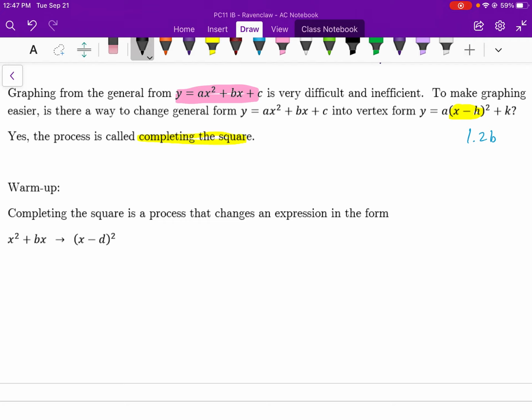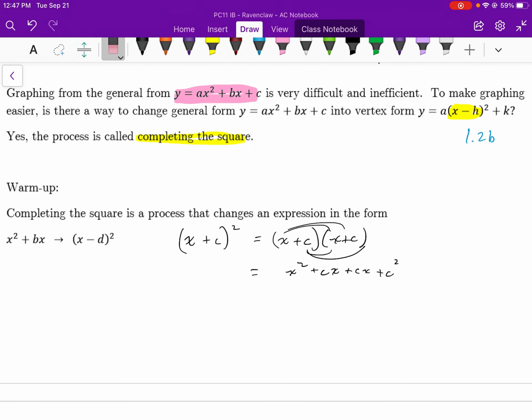So completing the square takes some expression like x squared plus bx and moves it into x minus d squared. So for instance, perhaps I'm going to start off with x plus c, and I'm going to create a square factor, x plus c squared. And when we multiply out, we get x plus c times x plus c. And if I expand this further, I get x squared plus cx plus cx plus c squared.